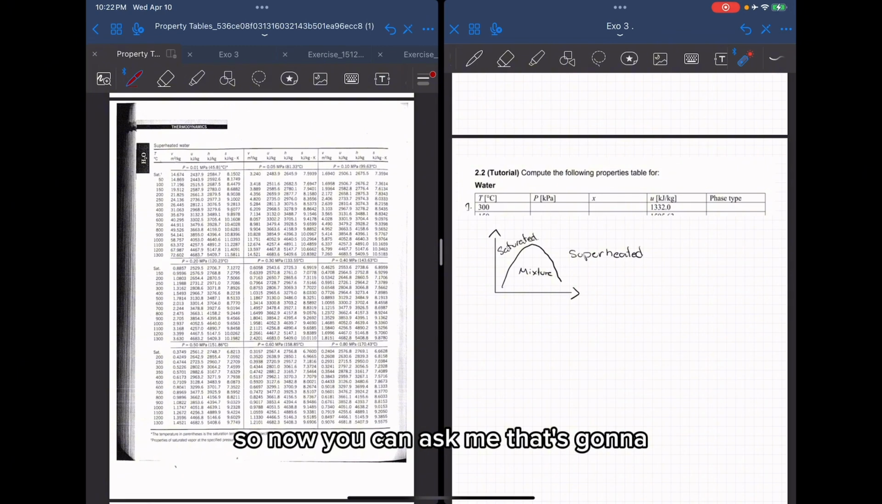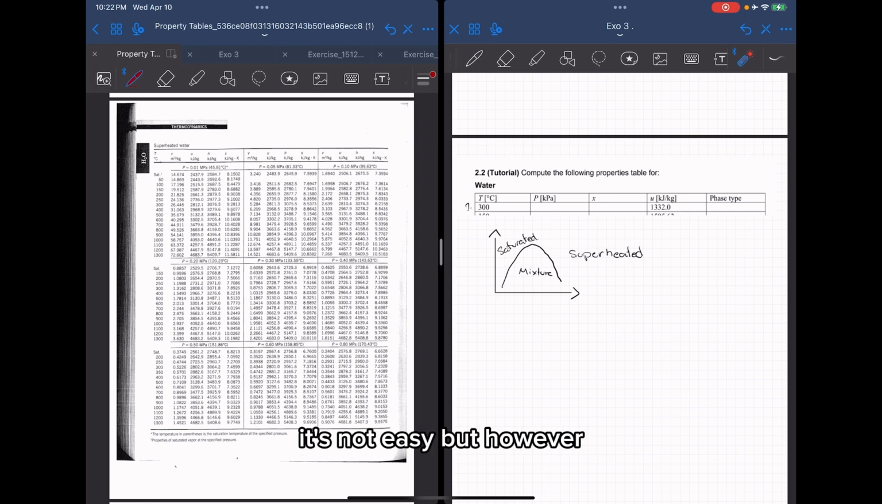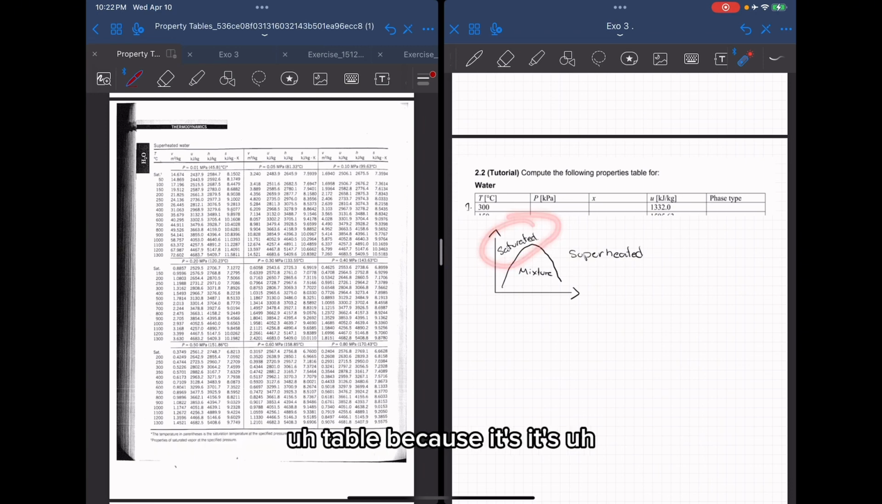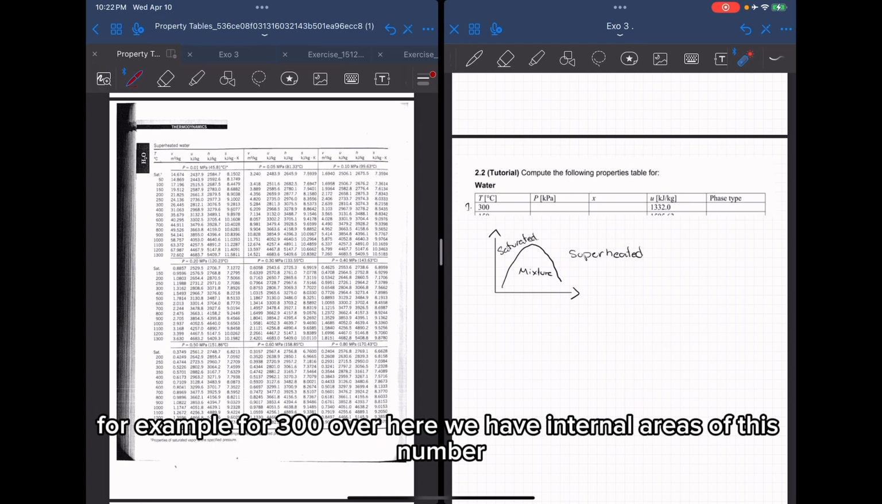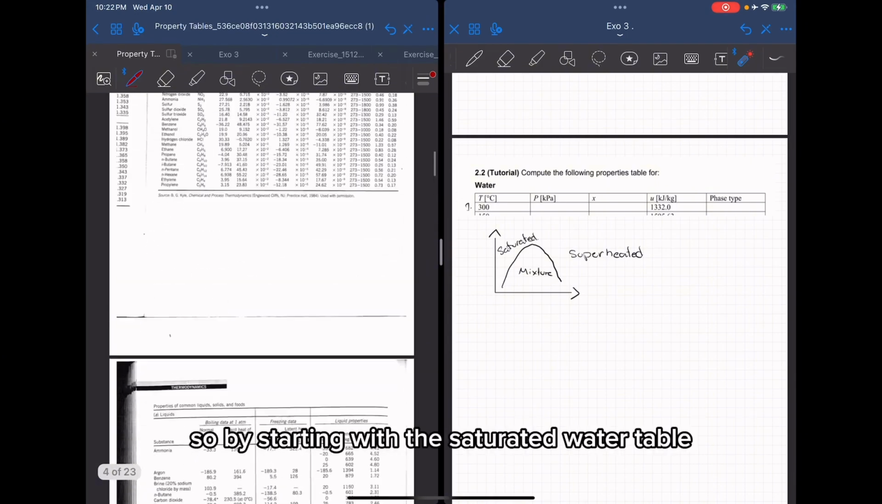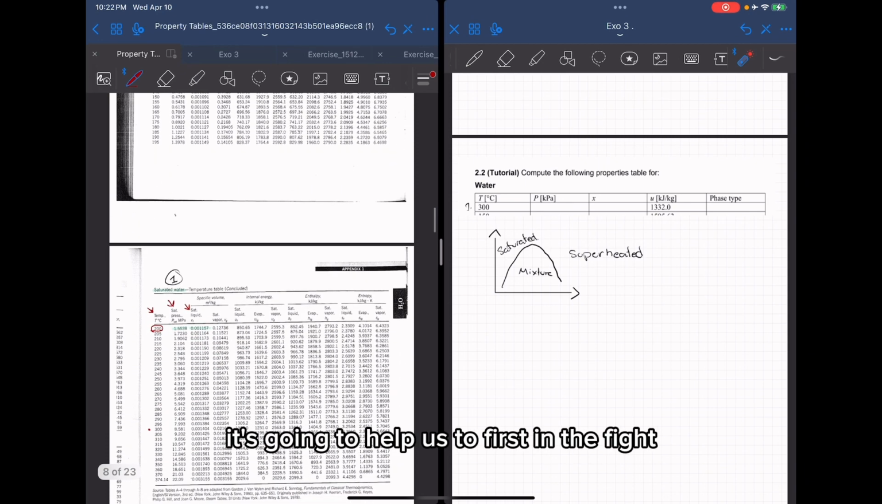So now you can ask me whether it's going to be complicated to know with only these two pieces of information. And I totally agree with you, it's not easy. However, I will always recommend starting with the saturated table because it's easier to read. We have a lot of superheated tables. For example, for 300 over here we have internal energy of this number, this number, this number, and it goes on and on. So by starting with the saturated water table, it's going to help us first identify if it's even a saturated one. If not, we can look at the others.